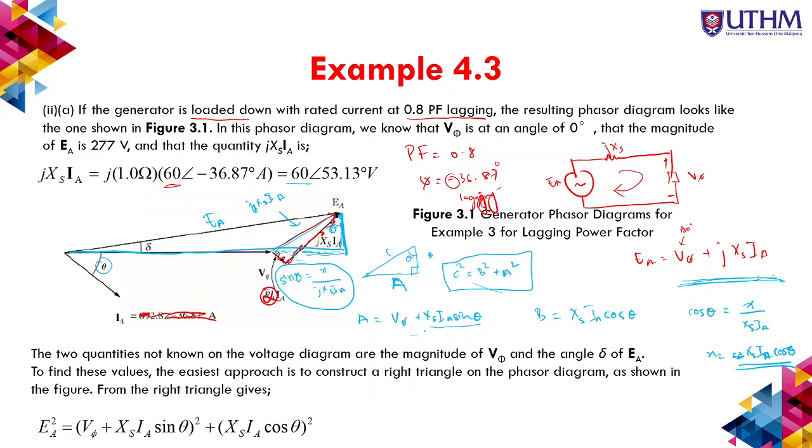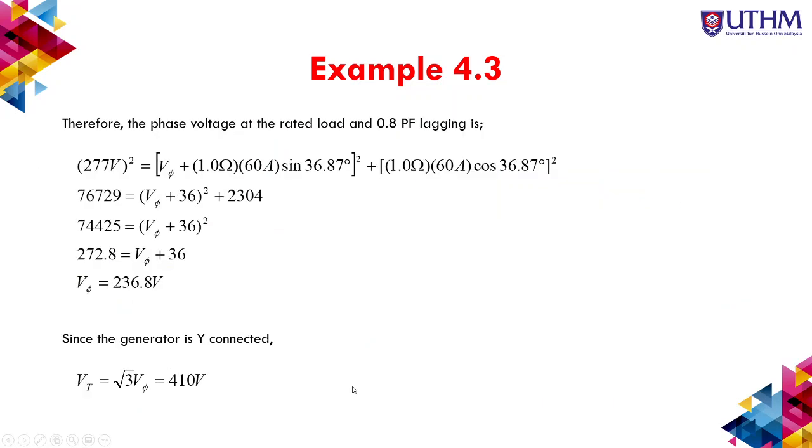Then we use the Pythagorean theorem. We already have A and B, so C is EA. EA squared equals A squared plus B squared. We just put in all the values we have, and we get V phase equal to 236.8. Okay, so this is V phase. To get VT, we need to multiply by root 3, and then we get 410 volt.